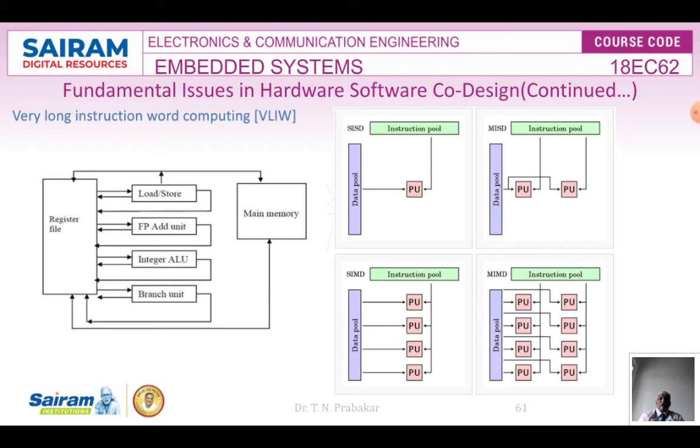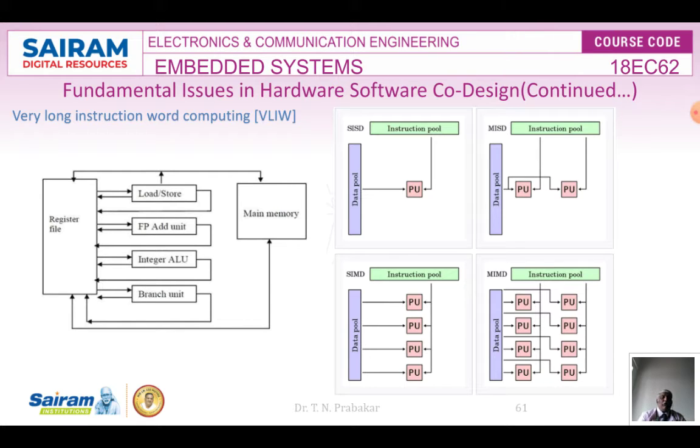Something like the architecture of a very long instruction word computing, right? On the right hand side you can see there are 4 variations, based on how many inputs are coming and how much data is coming. So based on that we can have SISD, which is the minimum one. There is one instruction from the instruction pool, there is one data from the data pool, and these two are given to a processing unit. PU stands for processing unit. So one data, one instruction.